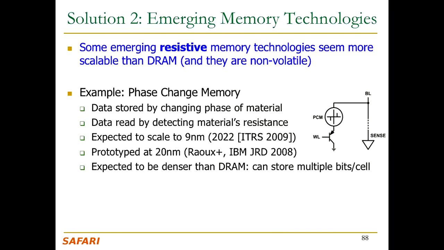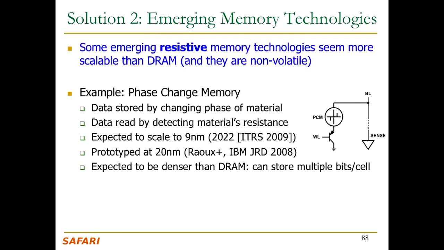Your sense amplifier becomes crazily complex if you want to do that. But in this case, the resistance range is very large, so you can actually divide into four, divide into eight, such that you can store two bits, three bits per cell, just like flash. Today's flash actually stores three bits per cell, and people are looking into more.